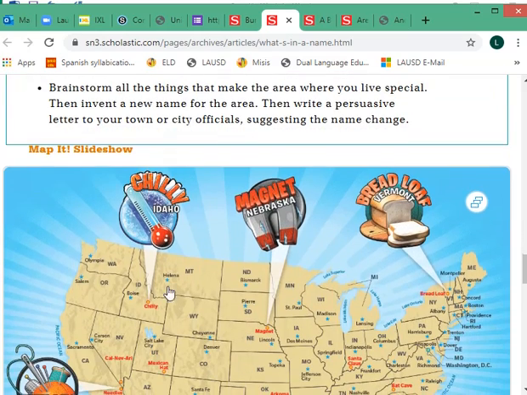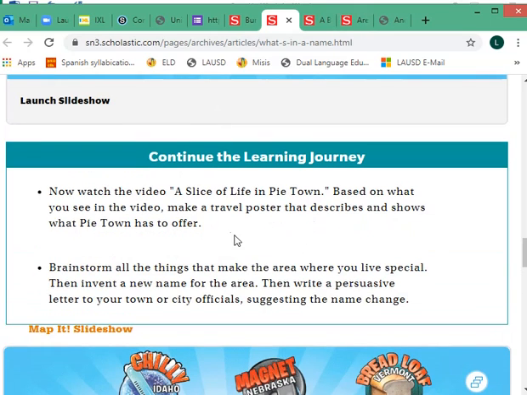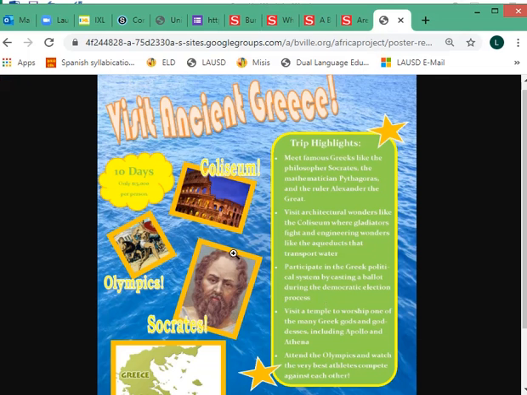So this is very similar to a travel poster, but I wanted to show you another one because when you hear the term travel poster, I think of Disneyland and the maps they give us to show us where all the rides are, which is similar to it, but I don't want you guys going in that much detail. So here's a simple one. This one talks about ancient Greece.